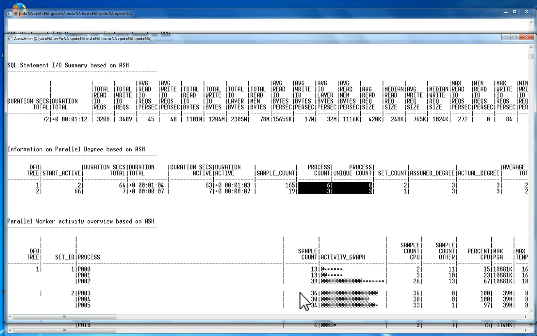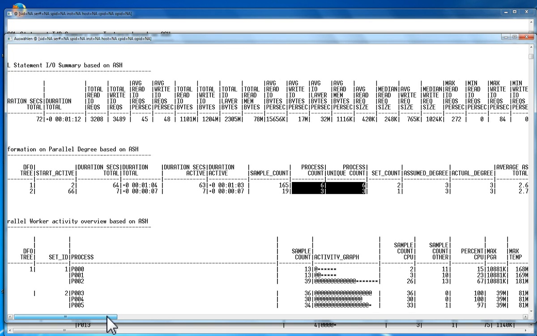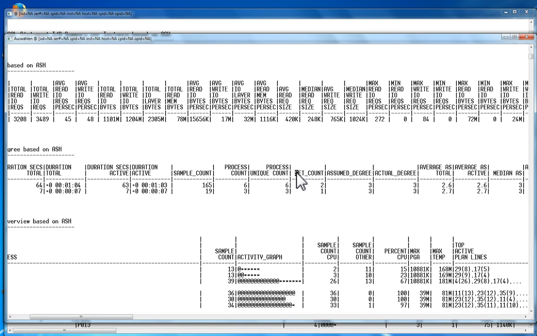So the next information that we see here about this DFO tree is that Explain-Ash tries to understand how many parallel slave sets this DFO tree allocates, and this can be either 1 or 2. So very simple plan shapes for this DFO tree might just require a single parallel slave set, but for most parallel execution plans you will end up with 2 slave sets. That is the set count, so it's either 1 or 2.